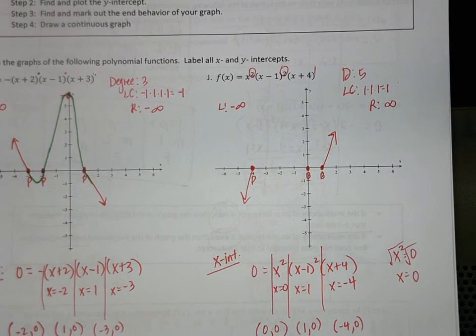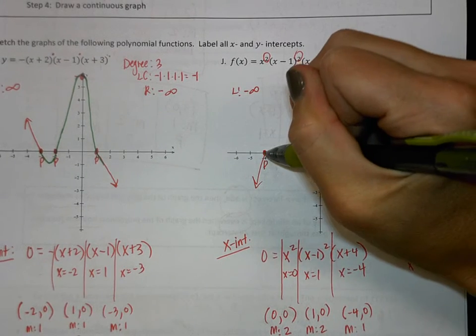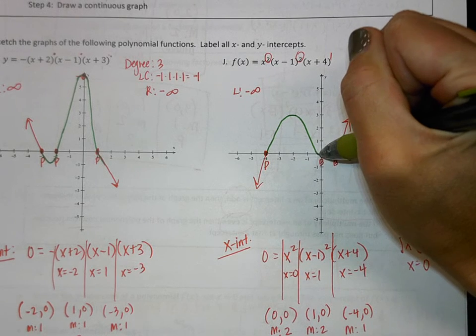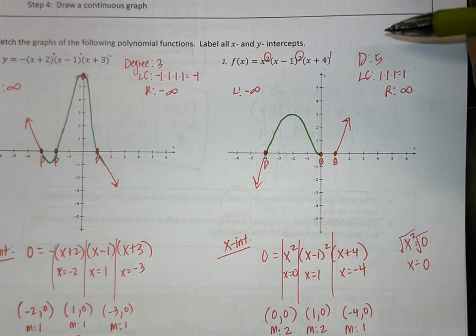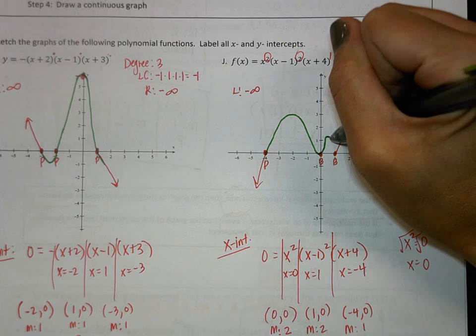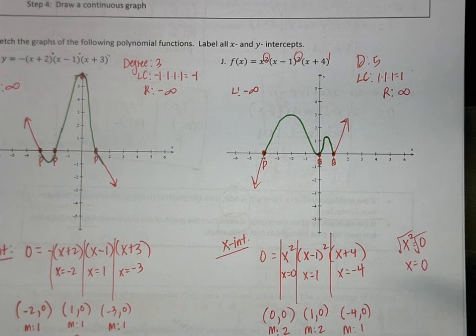Since this one passes through, I go through it. And then we go to our next point. Now this one says bounce. So do I go through that point? No. I just turn and go back up. And then I curve around, and it says bounce again. And look, it does bounce again, doesn't it? And that's it. Are there any questions?